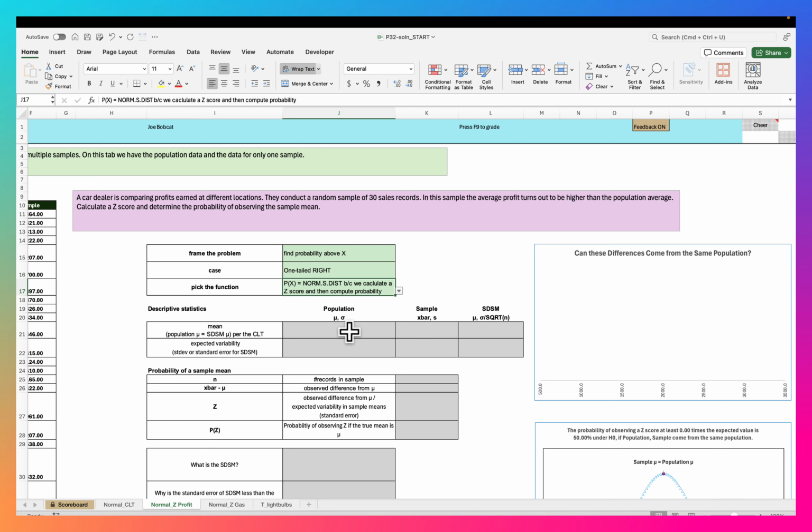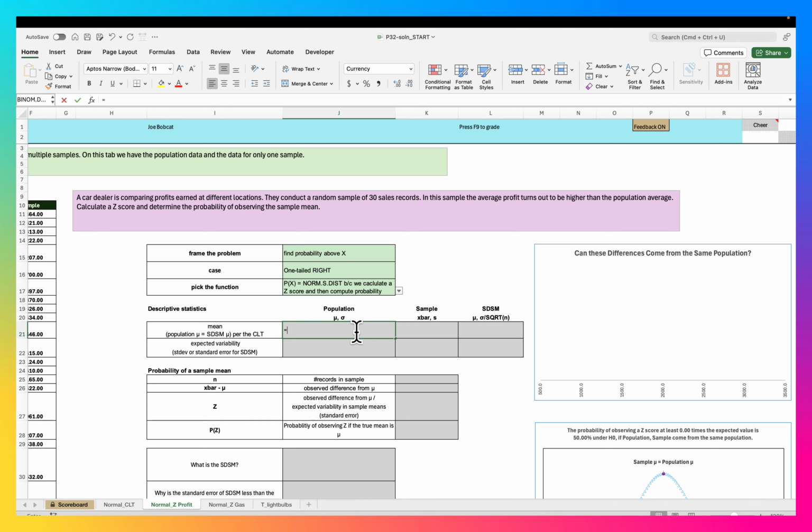All right, so we'll go ahead and begin with the population. The symbols are different in each one. For the population, it's mu for the mean, sigma for the standard deviation. For the sample, it's x bar for the mean, s for the standard deviation. And for the SDSM, it's again mu for the mean, because remember they share those two. And then the standard deviation, what's called the standard error, is given by sigma divided by the square root of n.